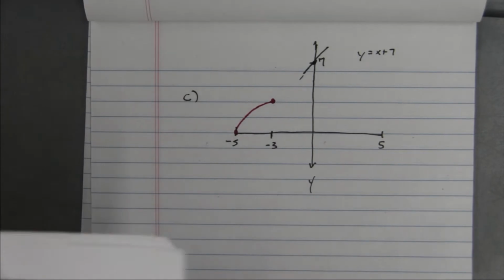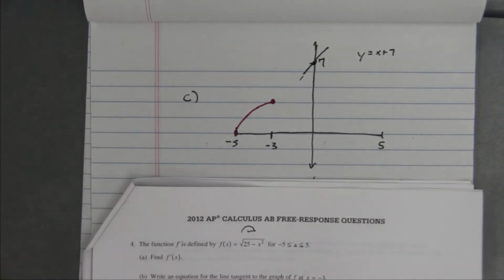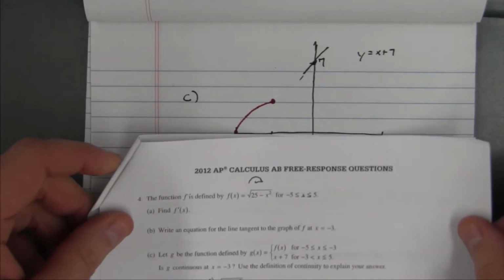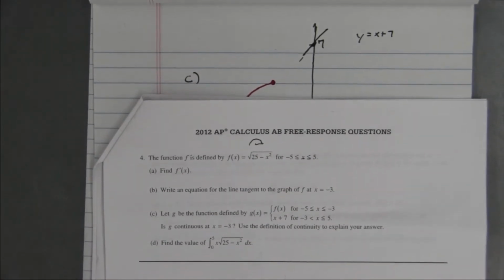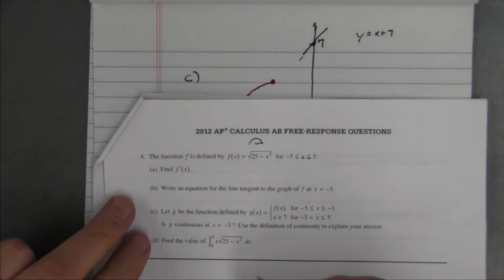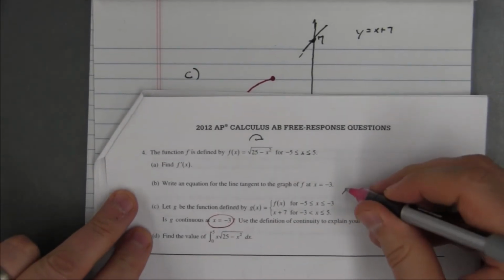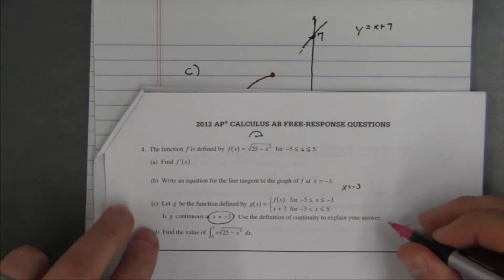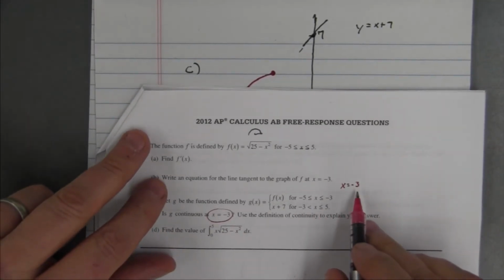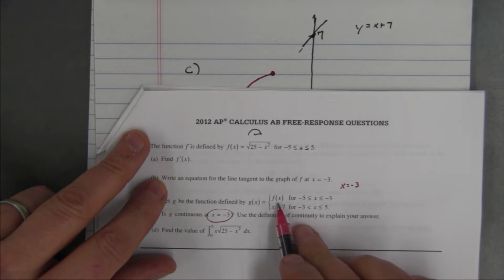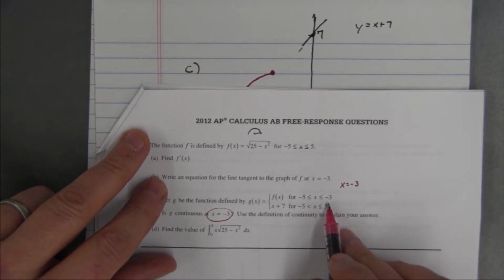So what I can do when I look at a piecewise function like this is, if I want to know what's happening at x equals -3, because that's the point we're interested in, I can evaluate the function at x equals -3, because g of -3 is equal to f of x when x is equal to -3.